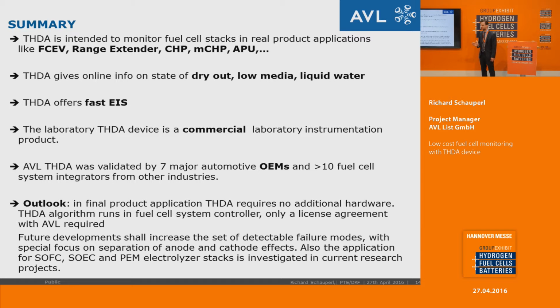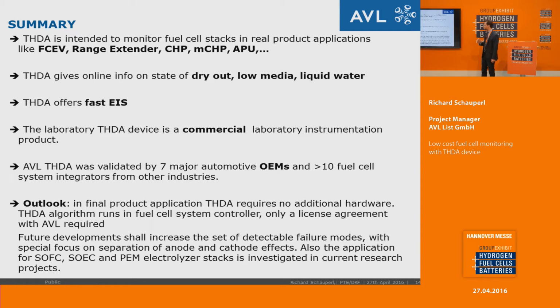Currently, this device can detect 3 different failure modes: membrane dry out, low media, and liquid water. It's also possible to perform fast impedance spectroscopy. For example, every half a second, 4 frequencies can be chosen from 1 up to 10 kilohertz. The laboratory device is commercially available and can be seen at our booth.